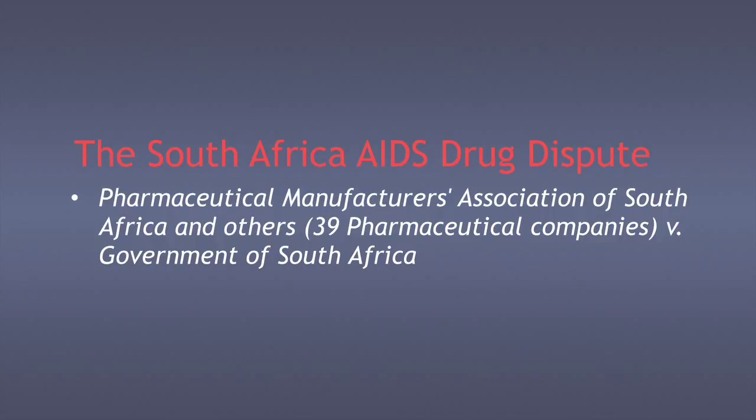The South Africa AIDS drug dispute involved a case known as the Pharmaceutical Manufacturers Association of South Africa and others, 39 pharmaceutical companies, versus the government of South Africa. As a result of the AIDS epidemic in South Africa, that government in 1997 enacted a special law which allowed it to produce patented medicines to treat this disease. This is what's known as a compulsory license, and we'll talk more about this momentarily. In this case, the medicines were duplicated and reasonable compensation was given to the patent owners, although they did not authorize this duplication.